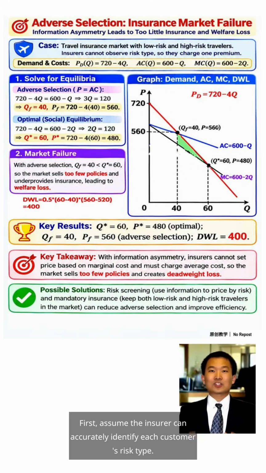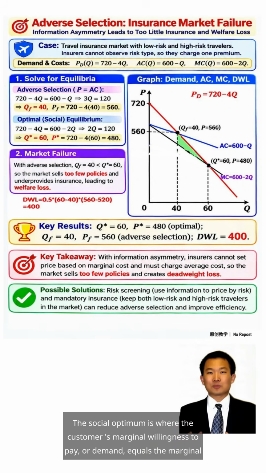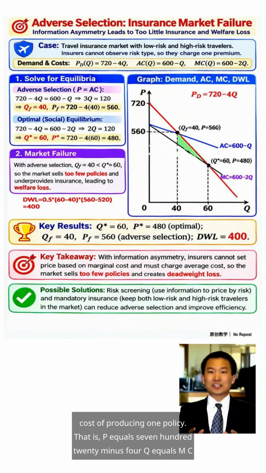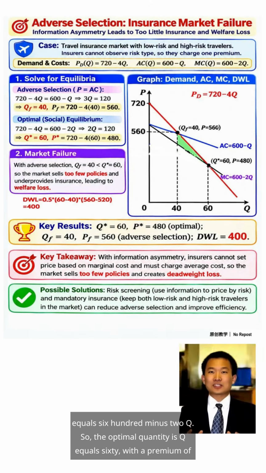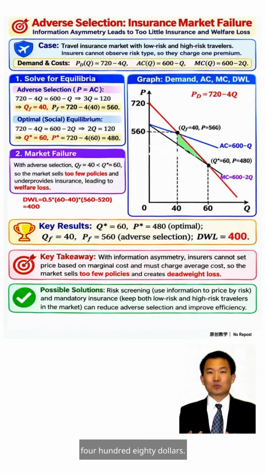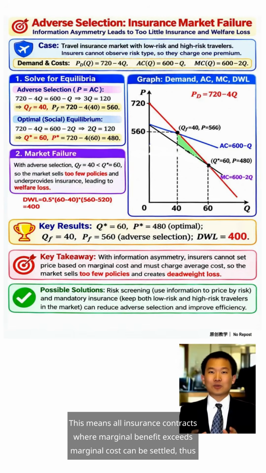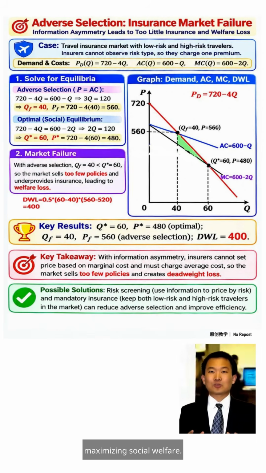First, assume the insurer can accurately identify each customer's risk type. The social optimum is where the customer's marginal willingness to pay or demand equals the marginal cost of producing one policy. That is, P equals 720 minus 4Q equals MC equals 600 minus 2Q. So the optimal quantity is Q equals 60 with a premium of $480. This means all insurance contracts where marginal benefit exceeds marginal cost can be settled, thus maximizing social welfare.